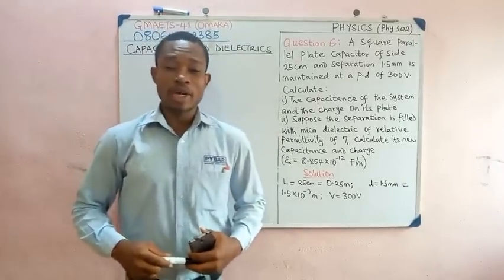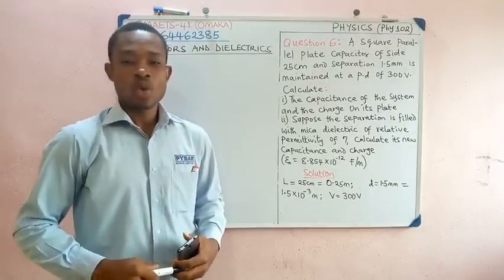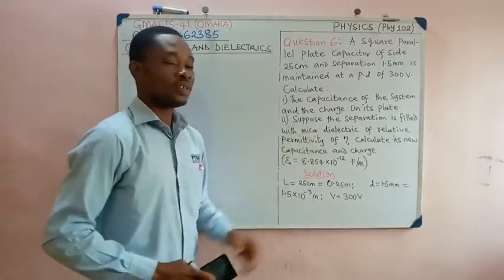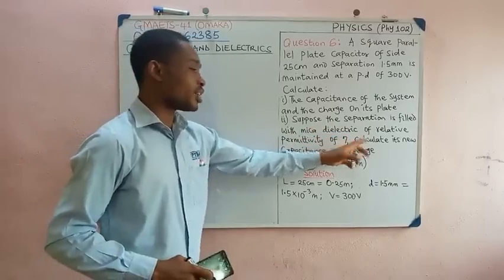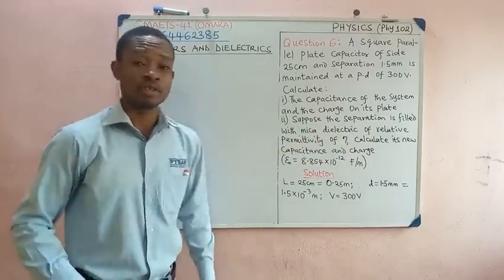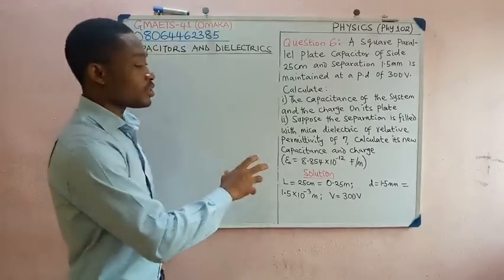And now, welcome back from the short break. We want to look at the second part of the question. Suppose the separation is filled with mica dielectric of relative permittivity 7. Calculate its new capacitance and charge.